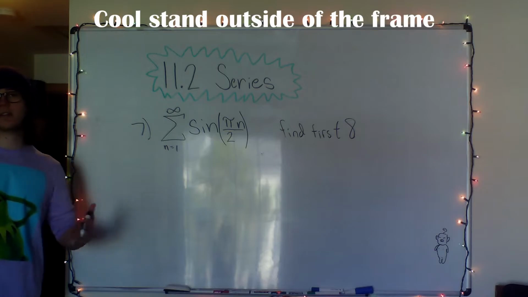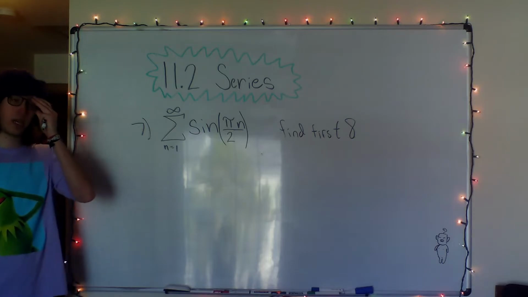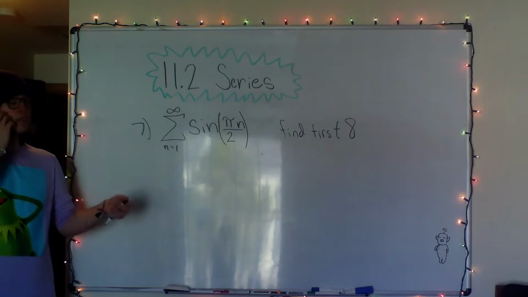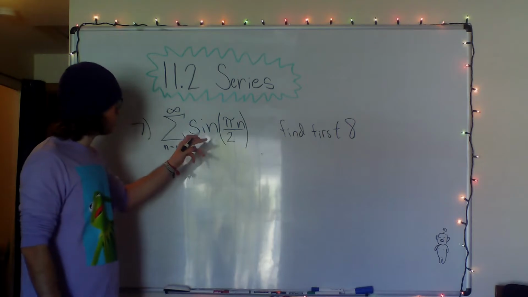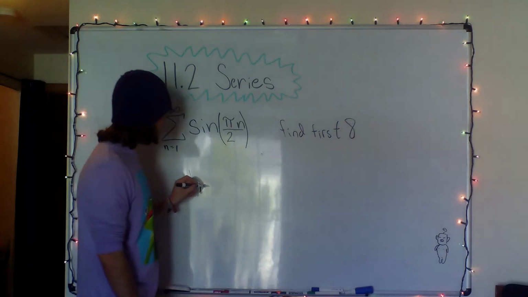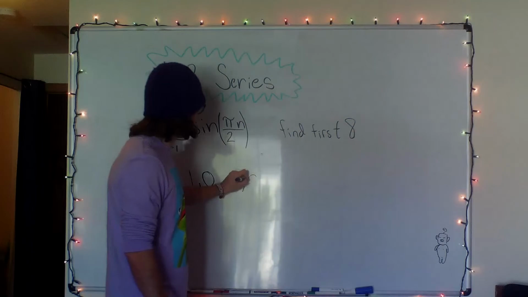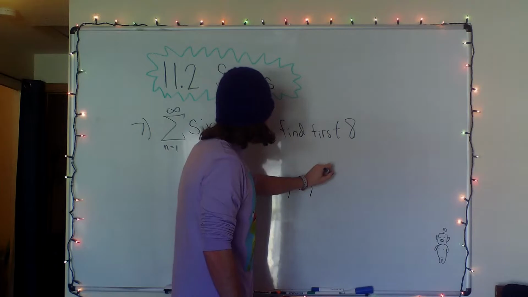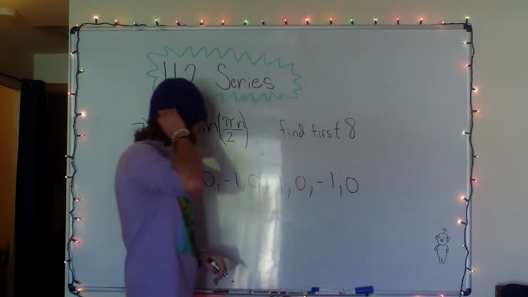So for number 7, it says, find the first 8 terms of the sequence, or the partial sums, and try to determine if the series is going to be convergent. Well, we know if we just plug in, we start with 1, we plug in 1, and that's going to be 1 because sine of pi over 2 is 1. Then we plug in 2, that's sine of pi, which is 0. Then sine of 3 pi over 2 is negative 1, and then 0. We know how sine works, and then it'll be 1, and then 0, and then negative 1, for terms 1 through 8.